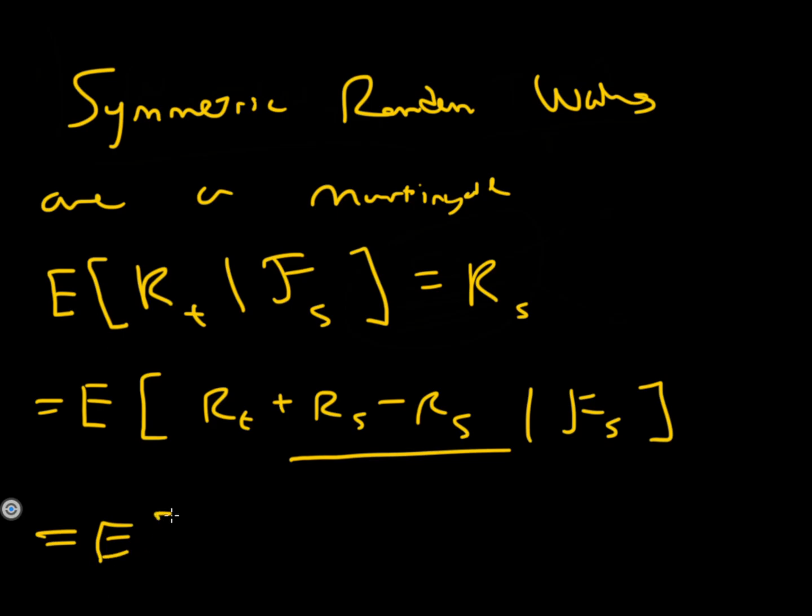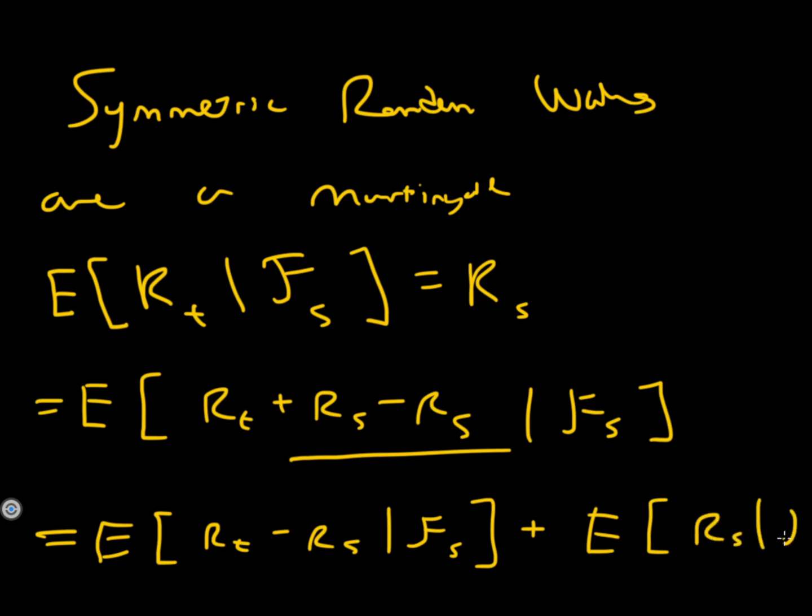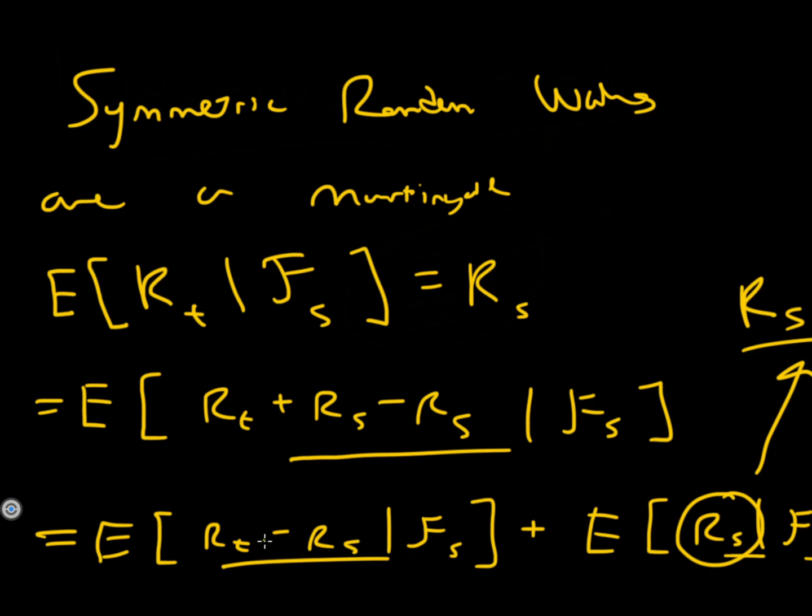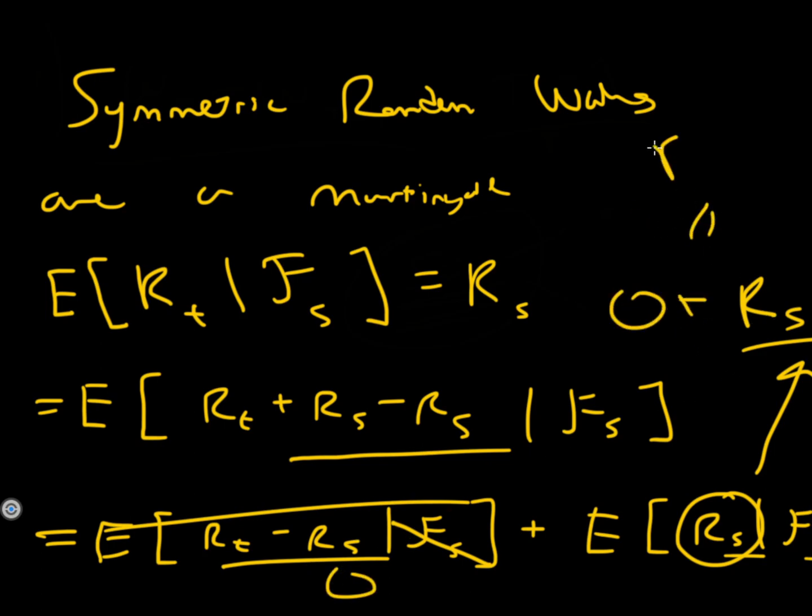linearity. So we can then say E of R_t minus R_s conditioned to F_s plus E of R_s conditioned to F_s. Now this on itself is going to be R of s because we already know s. Now this, due to the reason that the increments are independent, will not be dependent on this, so it can be stated as a normal expectation of the increment. And we know that the expectation of the increment is 0. So it's 0 plus R of s, which is R_s. Hence, symmetric random walks are a martingale.